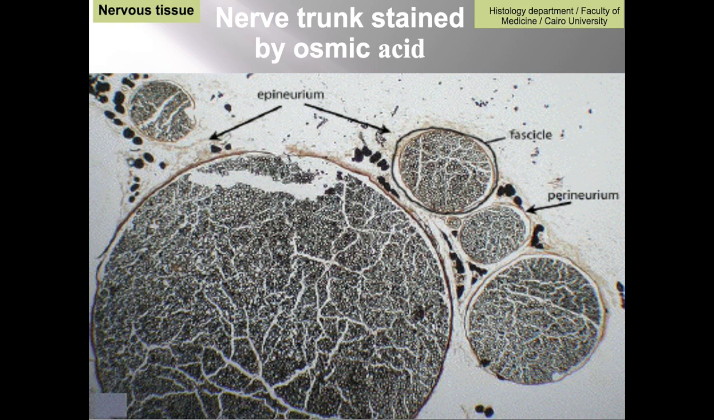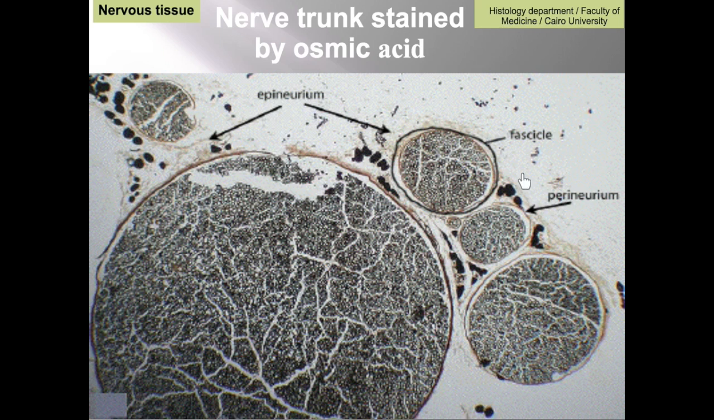This is the light microscope picture for the nerve trunk, but here it is stained with osmic acid. The osmic acid dissolves in the myelin sheath, so that we can see here the myelin sheaths as these black circles. And the center of the circle is empty because it is the site of the axon, which is not stained. So here we have a nerve trunk formed of bundles.